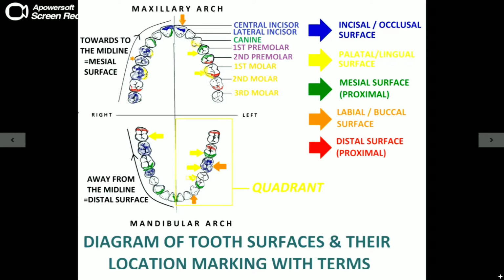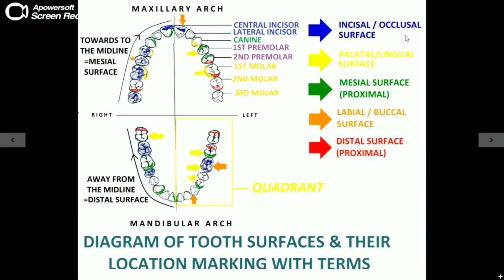There is a maxillary arch and here is a mandibular arch. This is the left side and right side. The arrangement is central incisor, lateral incisor, canine, first premolar, second premolar, first molar, second molar, third molar. Just like this, lower third molar, second molar, first molar, second premolar, first premolar, canine, lateral, central. Now we discuss the surfaces of teeth.